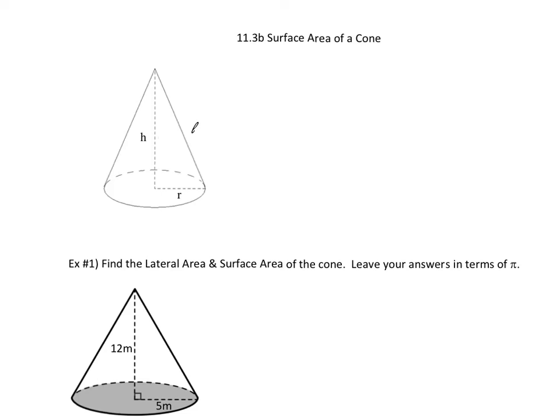All right, guys, this is 11.3b, which is surface area of a cone. This is much like a pyramid, same formulas, but now we're dealing with a circular base again, just like we did with a cylinder. So the only difference is there's going to be some pi involved.